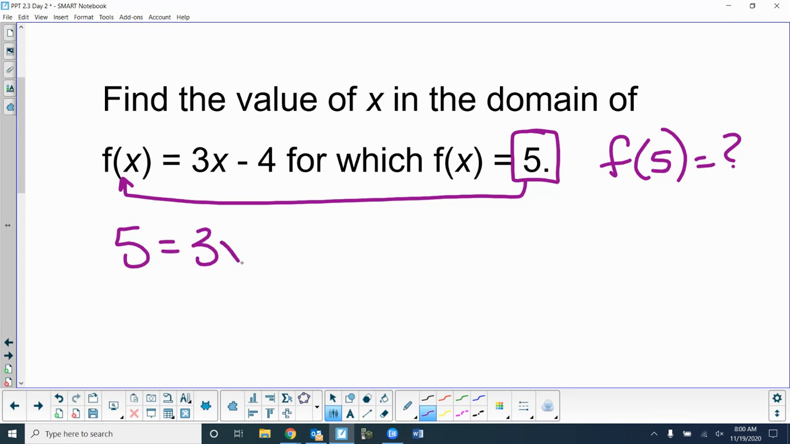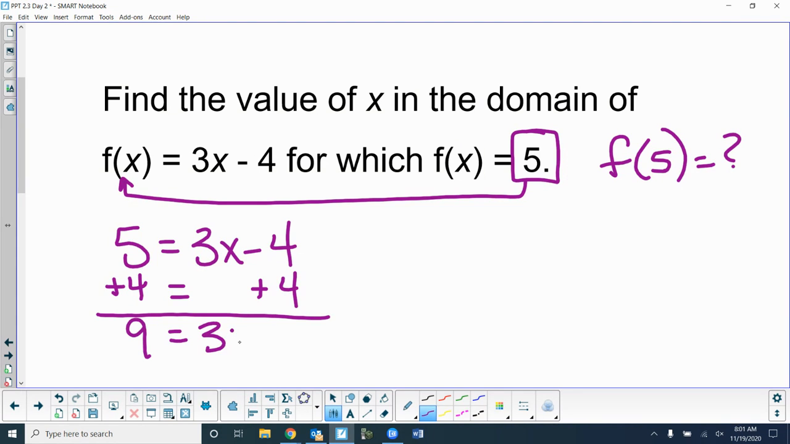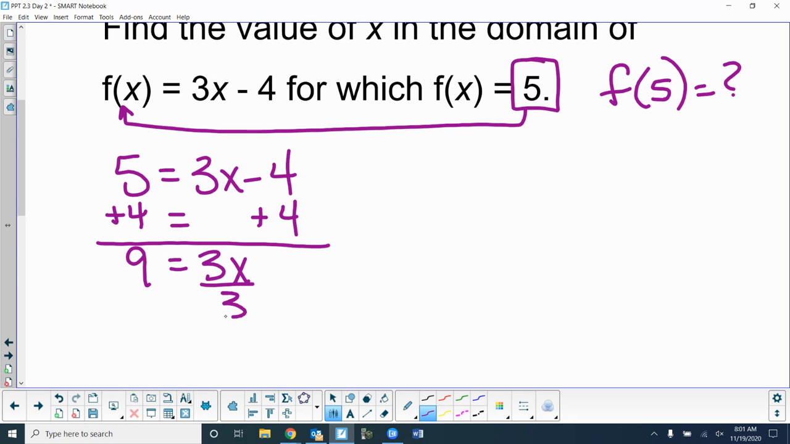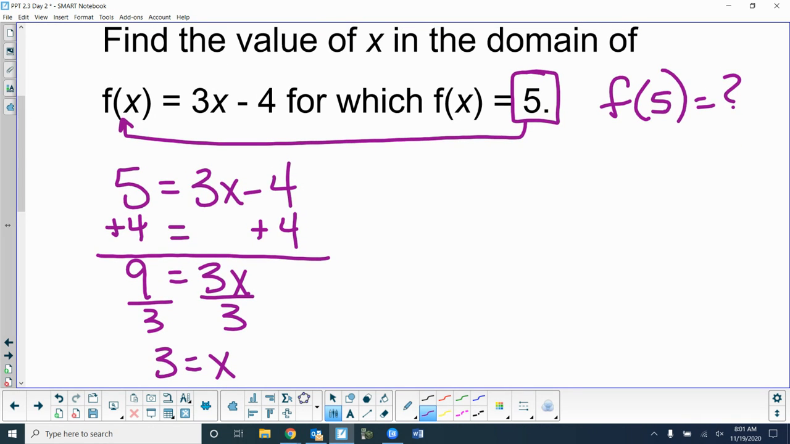5 equals 3x minus 4. And just solve for x then. Okay, so it's not a tough problem, but sometimes we mix it up. So the answer would be 3. That's the value of x for this domain. All right? So you have a couple problems like that tonight. Can you handle that? Mason, you with me? Okay.